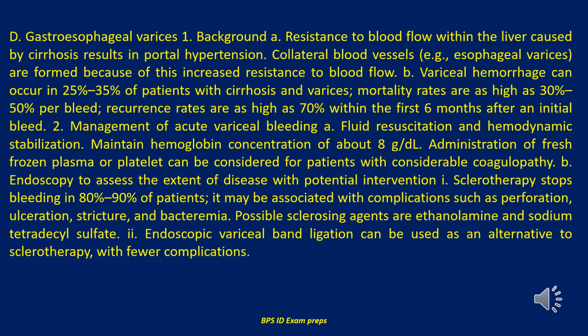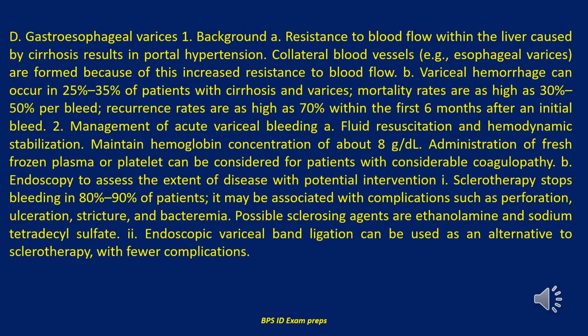We will now shift gears to gastroesophageal varices. 1. As a background to this condition, resistance to blood flow within the liver caused by cirrhosis results in portal hypertension. Collateral blood vessels, e.g., esophageal varices, are formed because of this increased resistance to blood flow. Variceal hemorrhage can occur in 25% to 35% of patients with cirrhosis and varices.